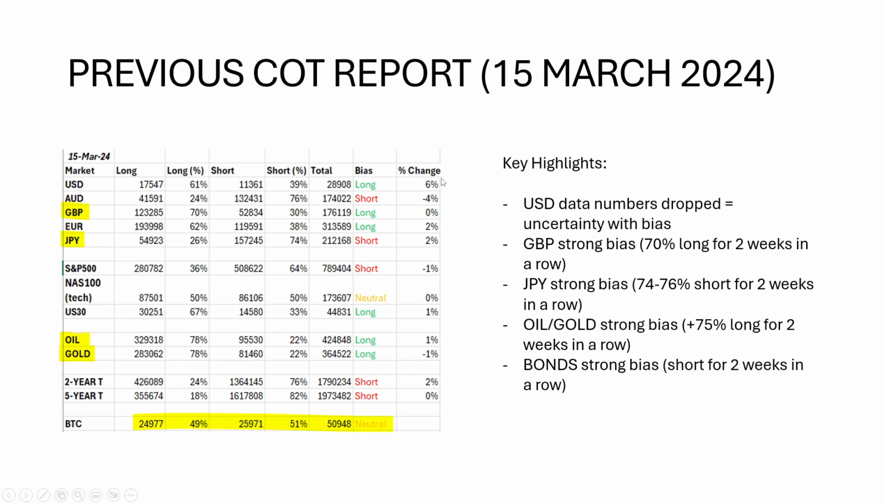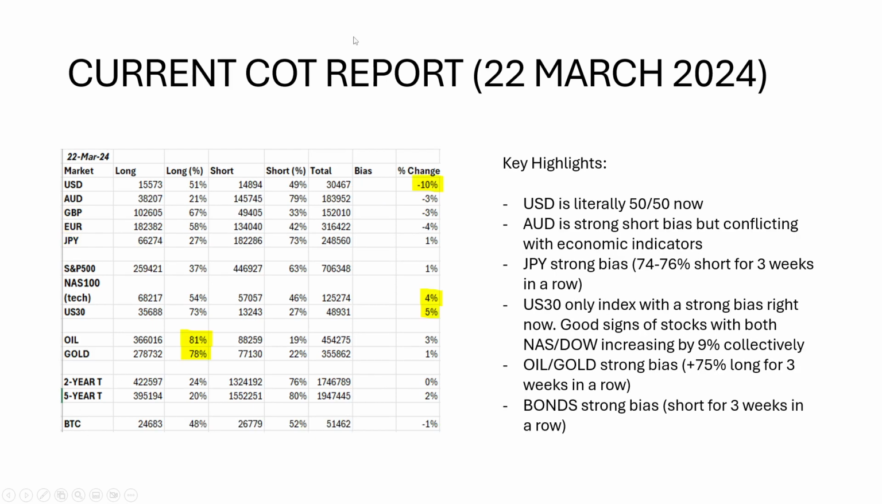COT data. So this was last week on the 15th. We were looking at pound long, shorting yen, still long on oil, gold, and staying on the sidelines for Bitcoin. This week, you can see I'm not touching USD just because its COT data is basically 50-50. Don't touch USD.